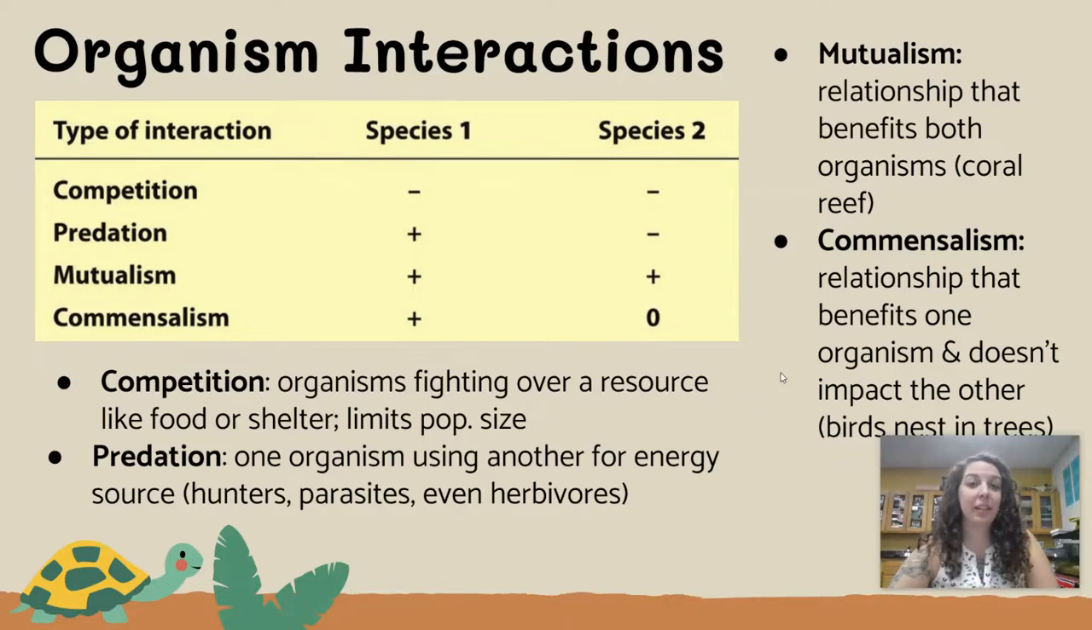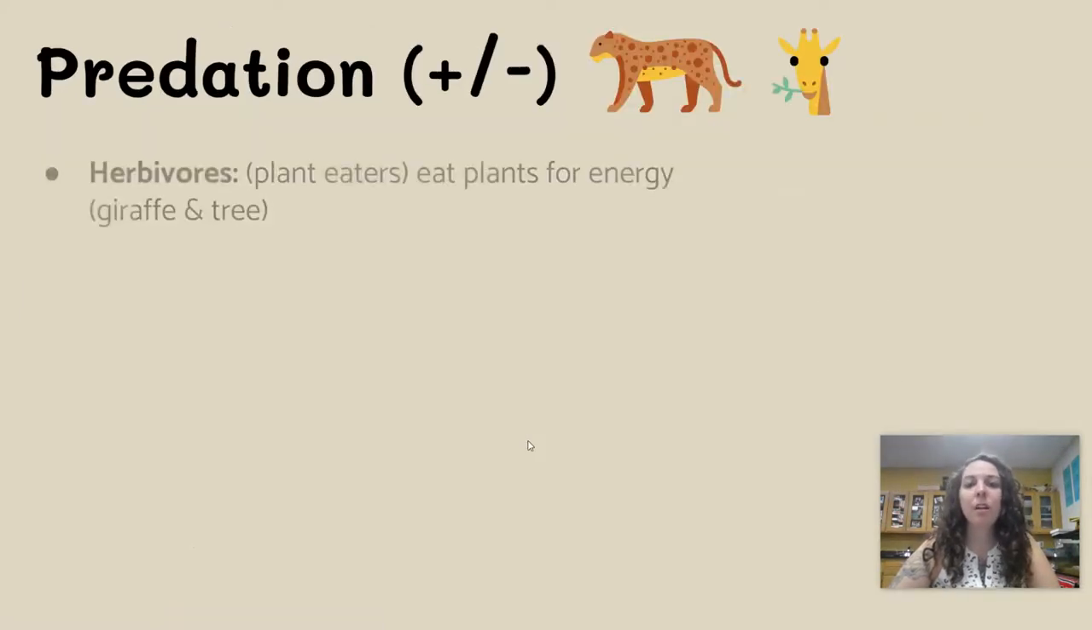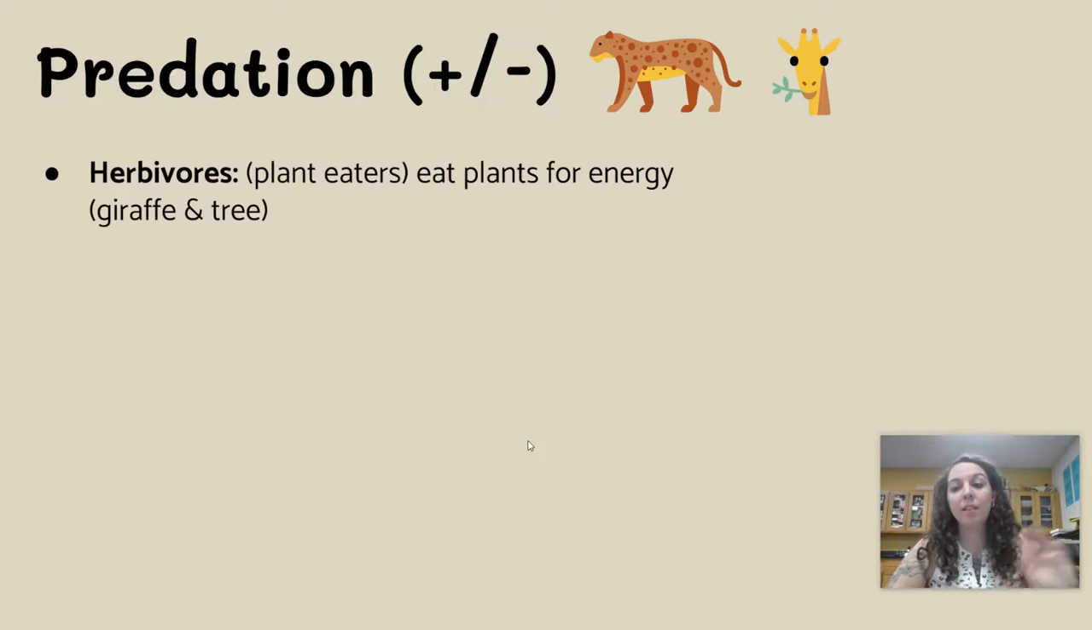So birds nesting in trees is a good example of that. The bird is obviously benefiting. It's got a place to live, but the tree isn't being harmed. So it doesn't really care that the bird is there. So a little bit more about predation. Like I said, herbivores are considered predators, okay, because they do eat something else to get their energy. So giraffe, tree. Obviously, the giraffe would be benefiting from this. The tree would be harmed.